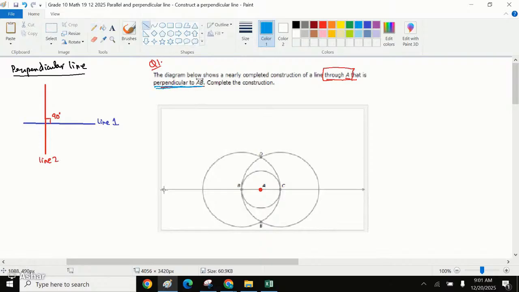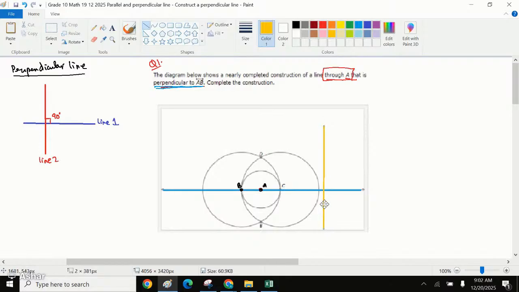Through A means it is passing through this point A, and it is perpendicular to AB. That means this is the line AB, right? So the line that is perpendicular is passing through a particular point. This was point B. This was point A, right? So it has to pass through A. Since the line AB is horizontal, the perpendicular would be vertical, right? The perpendicular line will be vertical like this.